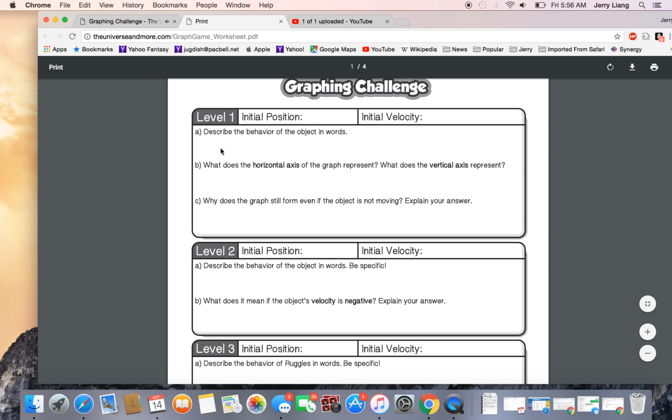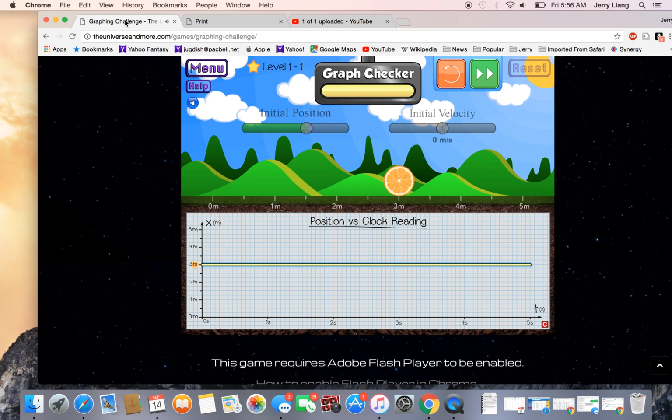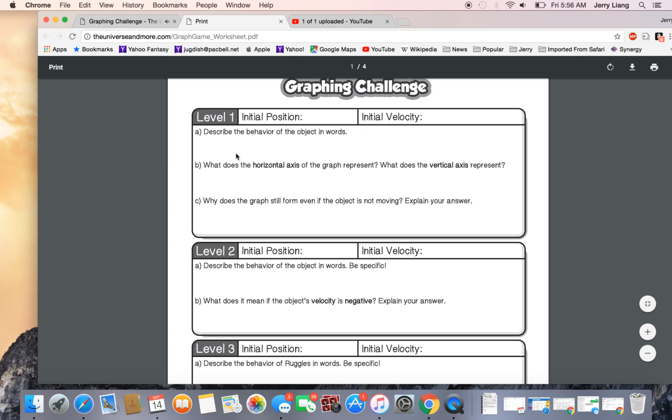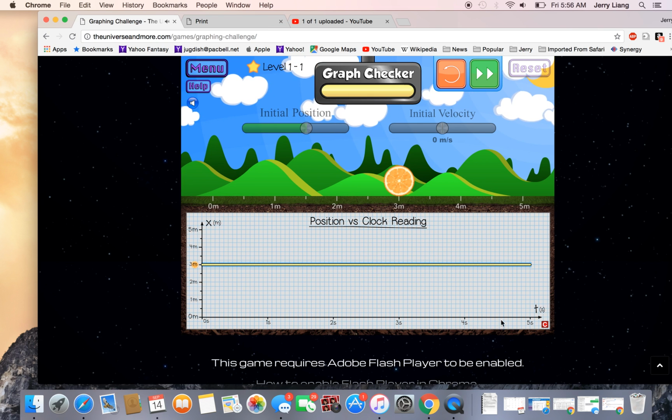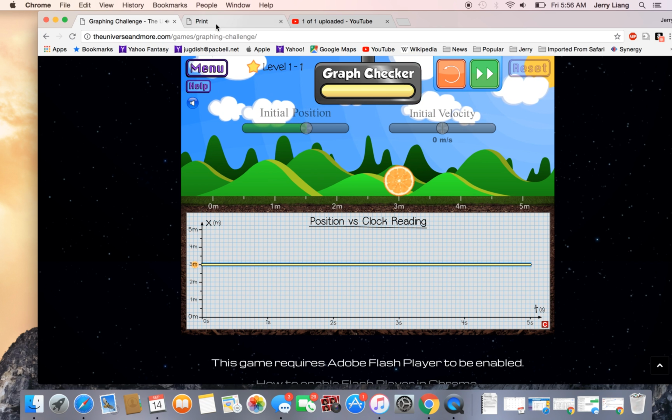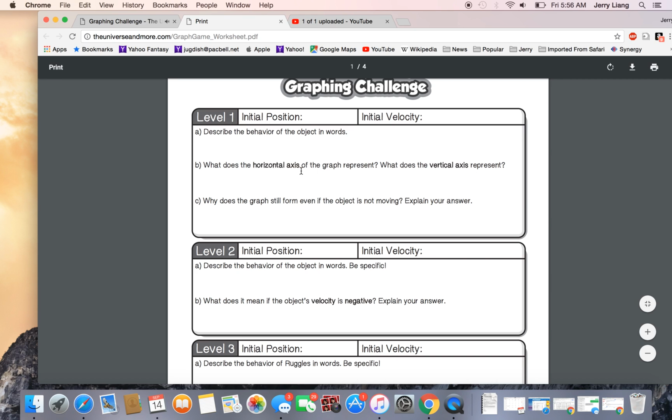All right, but just to finish out, describe the behavior of the object. I know, super exciting right here. The orange just sat there. What else? What is the horizontal axis? Well, horizontal, the horizon, is the bottom one right here. So it's T, and it's S. So that's time in seconds. And the vertical right here is what? Position in meters. And so we're going to put that in vertical.